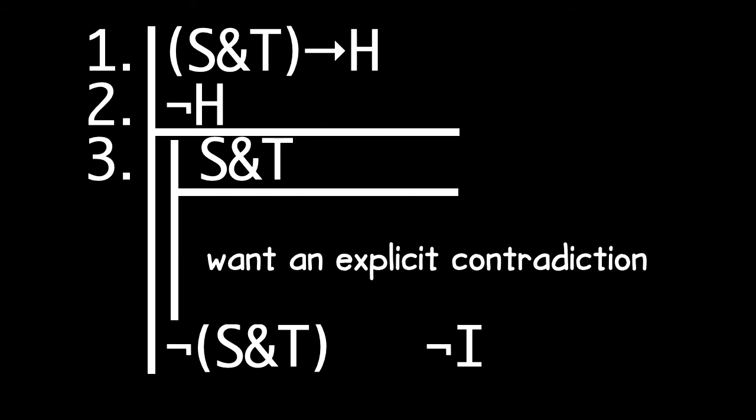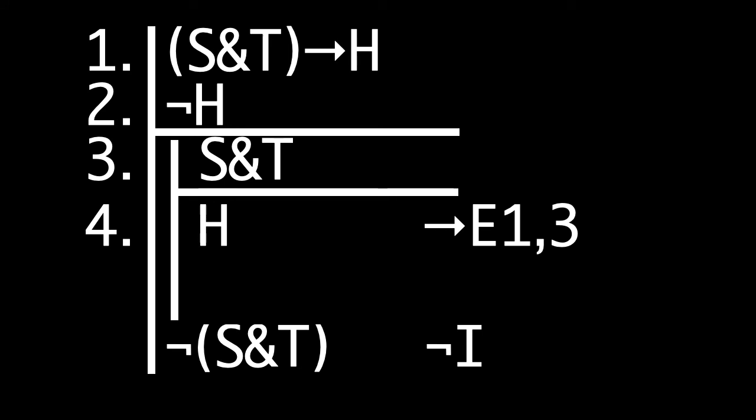Some sentence followed by the negation of that very same sentence. This often requires some trial and error. We derive consequences and see what contradiction we can get. Here's one of them. On line 4, we can get H from line 1 and 3 by arrow elimination. And we already have not H, so we can repeat it. We had not H on line 2. We reiterate it on line 5 using the R rule, so R on line 2.